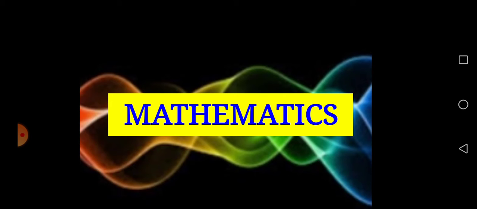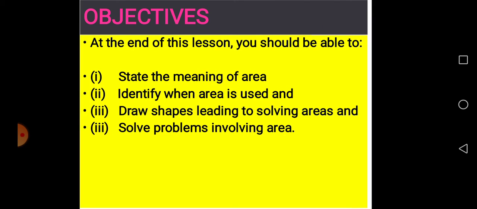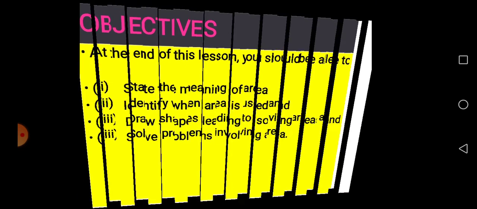Remember, we've treated Area 1 and Area 2, Phase 1, Phase 2 of Area. Today, we'll be looking at Phase 3 of Area. Now, I want you to major on these three objectives. At the end of this lesson, you should be able to state the meaning of area, identify when area is used, and draw shapes leading to solving areas and solve problems involving area.